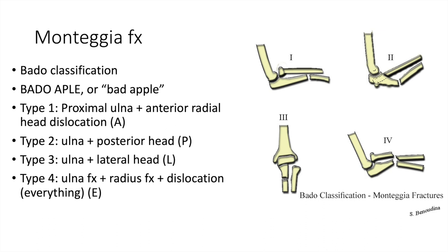Next up, Monteggia fracture. Monteggia fracture is a proximal ulnar fracture with a radial head dislocation. And so the classification here is the Bado classification. The phrase I came up with is bad apple, A-P-L-E specifically. So the A stands for, in type 1, the proximal ulnar fracture with the anterior radial head dislocation. Type 2 is the P, so proximal ulnar fracture with posterior radial head dislocation. Type 3, lateral head dislocation with the ulnar fracture. That's the L. And type 4, you're going to have an ulnar fracture, a radius fracture, and a dislocation of the radial head. So that's E or everything. So bad apple, A-P-L-E.